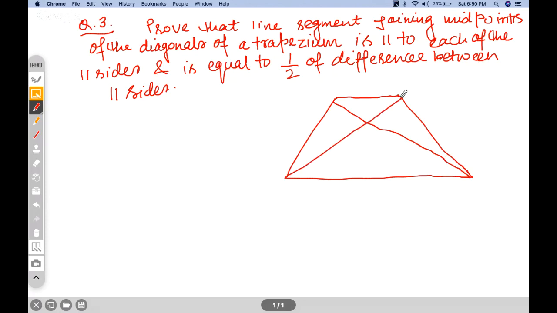Make the diagonals and then join the midpoints of the diagonals. So this is A, this is B, this is C, this is D, and the midpoint, suppose I call it P and then Q, and suppose this point is O. Now you will have to do some construction.